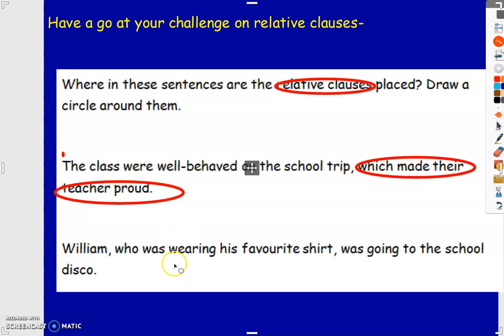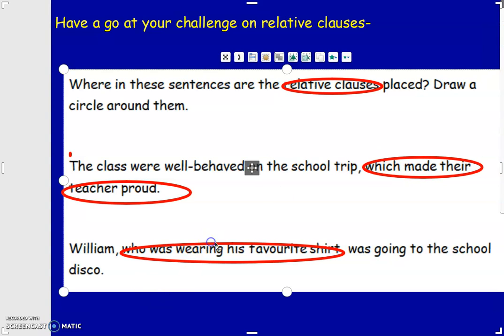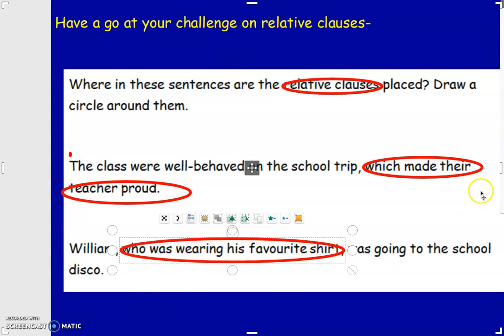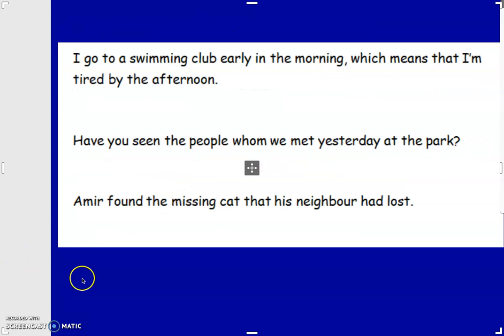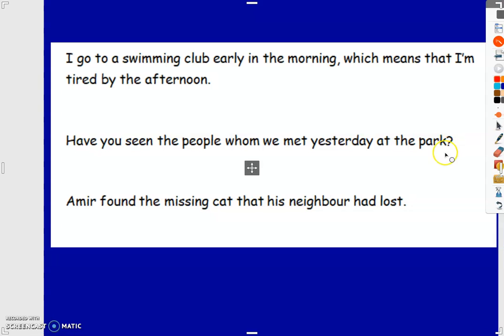So William, who was wearing his favourite shirt, was going to the disco. So if we just said William was going to the disco, that would make sense. We'd know that somebody who's called William would be going to a disco. But it's this bit because we don't know. Without that bit, we don't know who's wearing their favourite shirt or isn't. Okay, next page. Again, pause the video here and have a go, and I'll put the answers on the screen now.